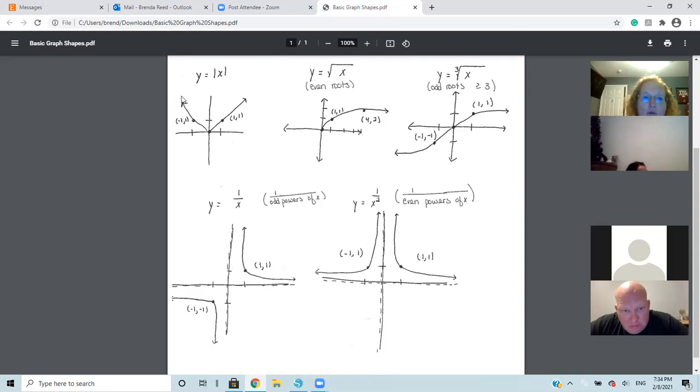I know y'all, I don't draw perfectly, but that right there is supposed to be an absolutely perfect straight line on this side. So if it's an absolute value of x, it's this V shape. All right.